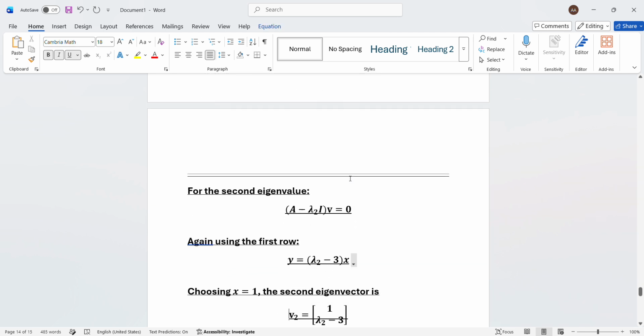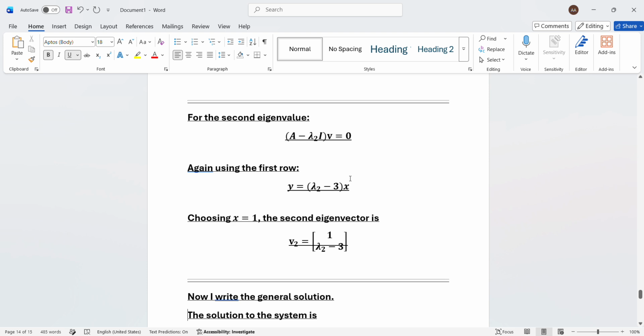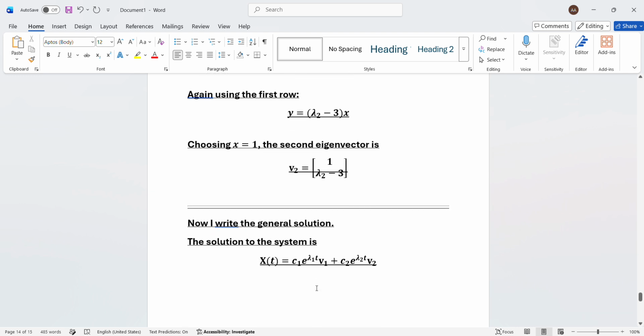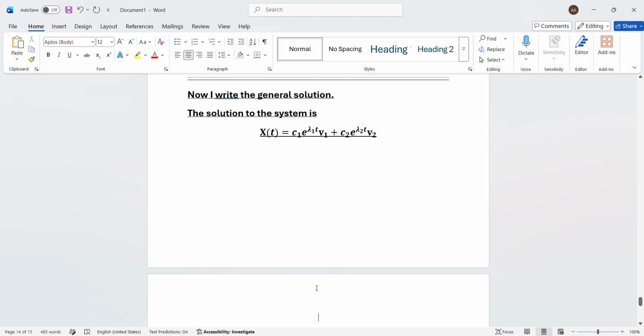For the second eigenvalue, let's use the first row, choosing x equals 1. The second eigenvector will be this one right here. So now let's write the general solution, and the solution to the system is gonna be this one.